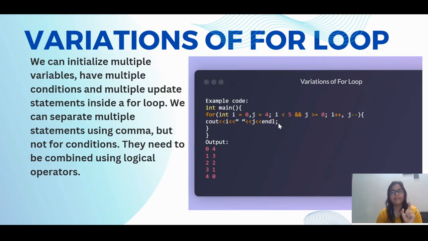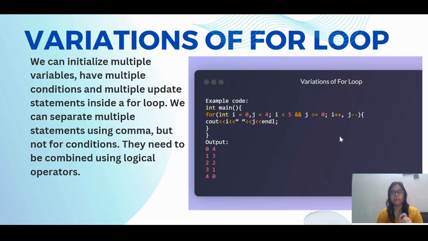Note one thing, that whenever you are specifying these two conditions, they cannot be separated with the help of a comma. In order to use them, you need to combine them with a logical operator. So that is what I have written in this statement, that we can initialize multiple variables having multiple conditions and multiple update statements inside a for loop. This is the third possibility of variations of the for loop. We can separate multiple statements using a comma, but not for conditions. We cannot separate them with the help of a comma. For that, you need to combine them with a logical operator.